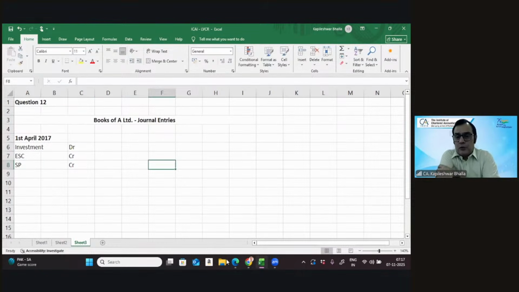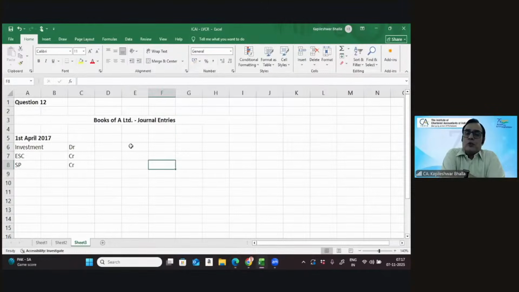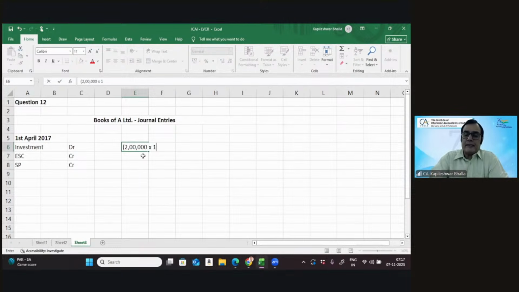So let's put across the questions to you. We're clearly given in the question, A will issue 2 lakh shares with a face value of 1 at a current market value of 1.8. So can I comfortably say that the investment is going to be recorded at what value? Can I say this will be 2 lakh shares at the rate of 1.8 per share? And that's rightly given.